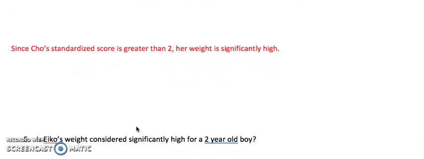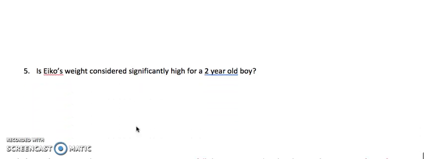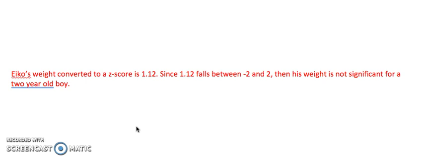Is Echo's weight considered significantly high for a 2-year-old boy? Well, if you recall from the previous example, when we converted his weight to a z-score, we got 1.12. Well, 1.12 is within 2 standard deviations. In other words, it's between -2 and 2. So we would say his weight is not significant for a 2-year-old boy. Basically what that's saying is that if it's more than 2 standard deviations from the mean, it's very, very far away from the average weight of a 2-year-old boy.